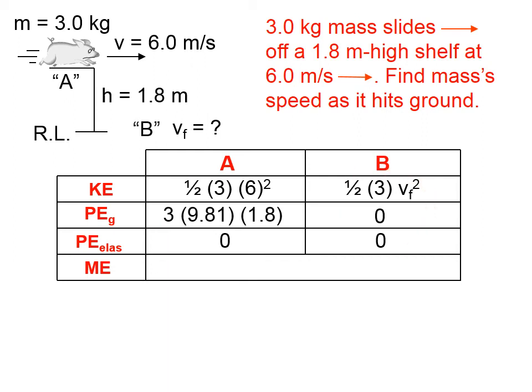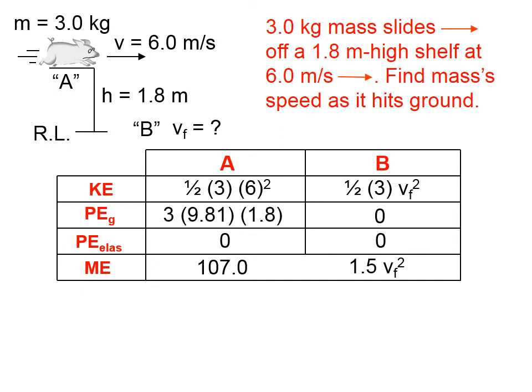Now be careful, I've seen this done before. Don't take 1/2 times 3 times 6 squared times 3 times 9.81 times 1.8. We have to multiply this product and multiply this product separately and then add those two. Right? It's the sum of these three terms. Check it out, it's 107.0. This you should be able to do in your head.